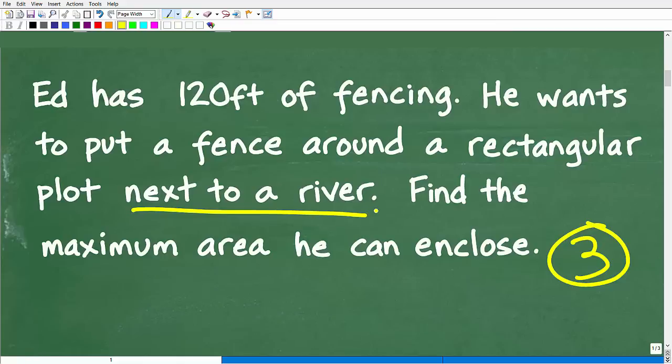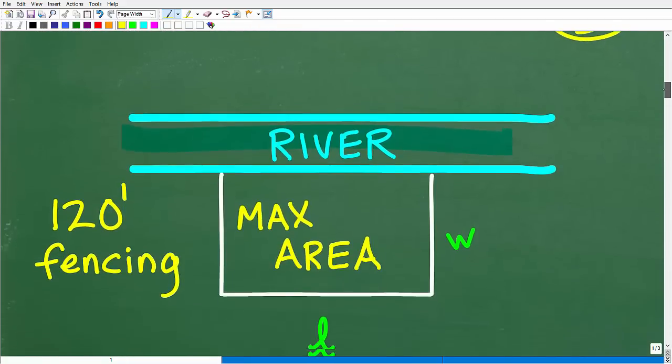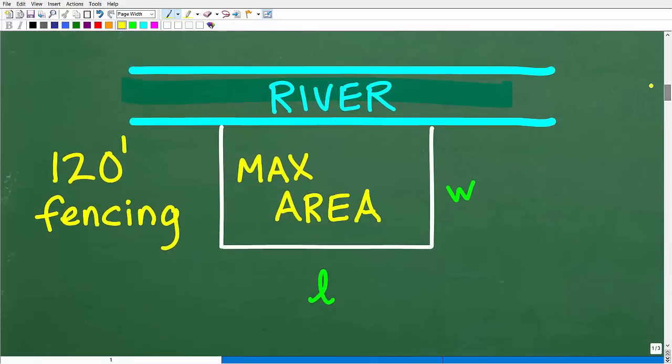But the best way to make sure you're clear on the information in the problem is to try to model it, okay? And in this case, we can certainly come up with a nice, lovely sketch that represents what's going on, all right? So let's go ahead and take a look at my little picture. And here we have this river, okay? Now we have 120 feet of fencing, and of course we have this rectangular plot that we want to enclose.